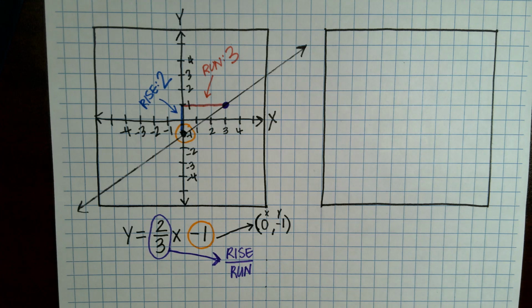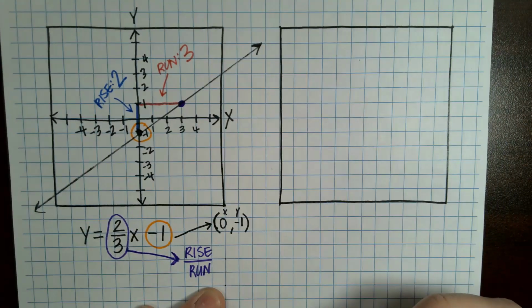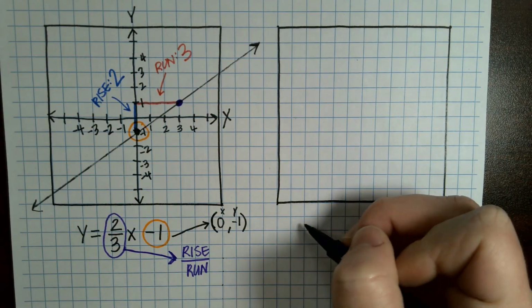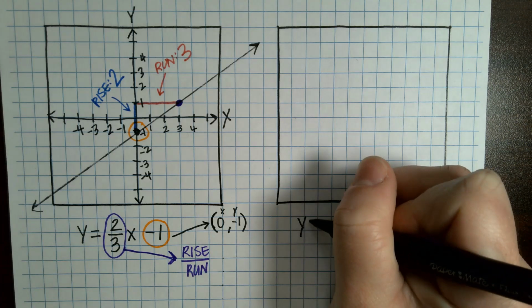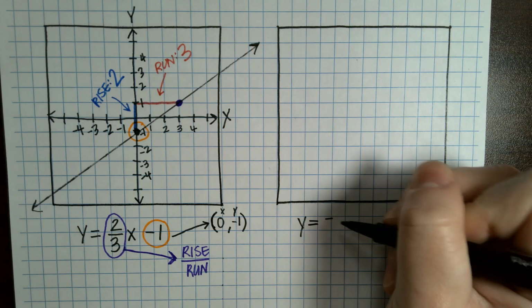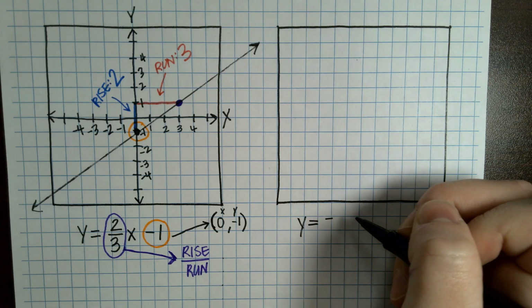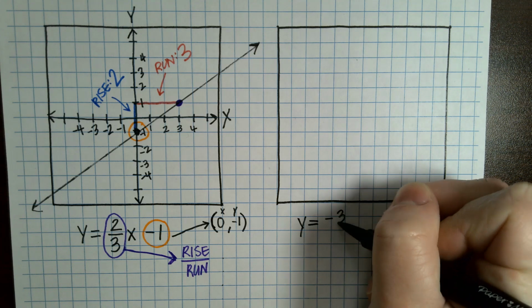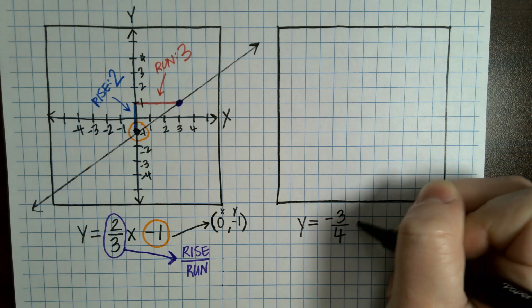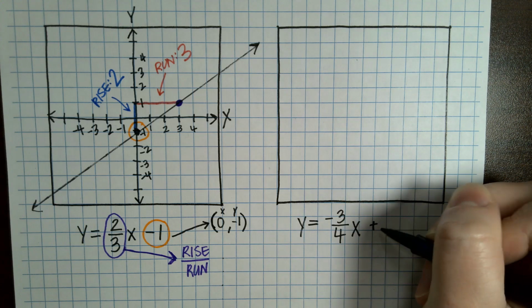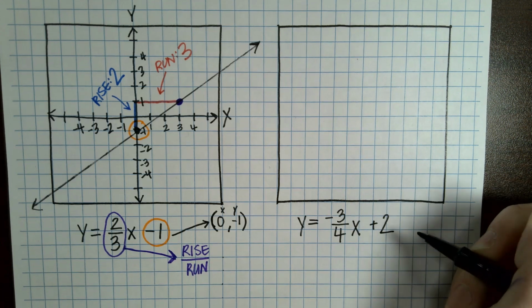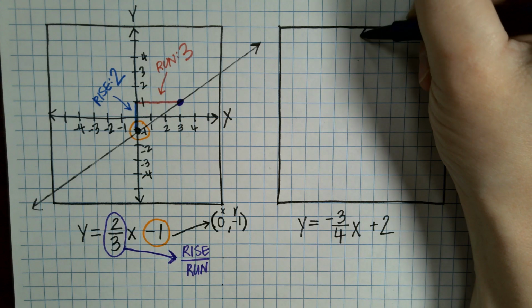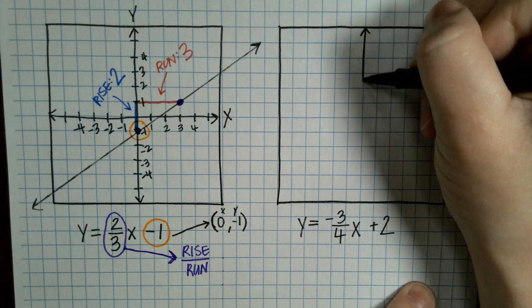Do you guys want to run through another one, or you feel good about it? One more? Okay, let's do one with a negative slope. How about that? Let's try y equals negative 3/4 x plus 2. So we'll draw our x and y axis again.